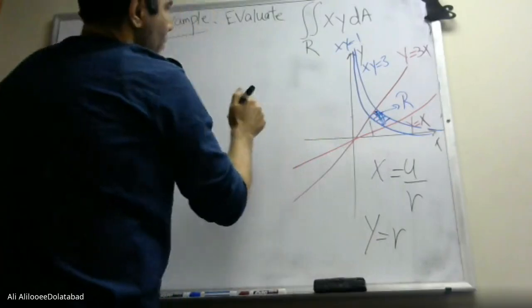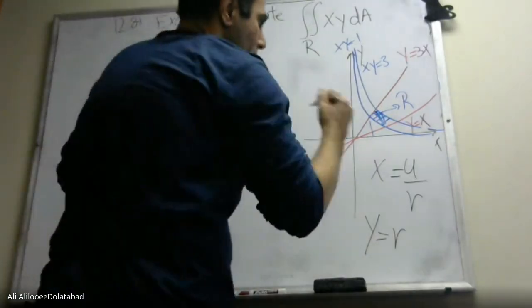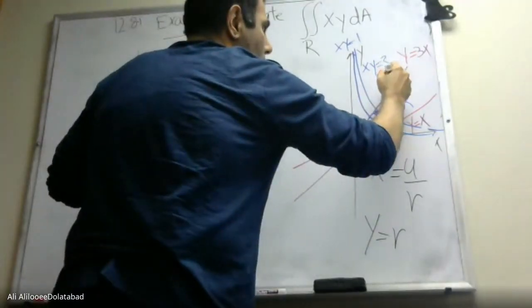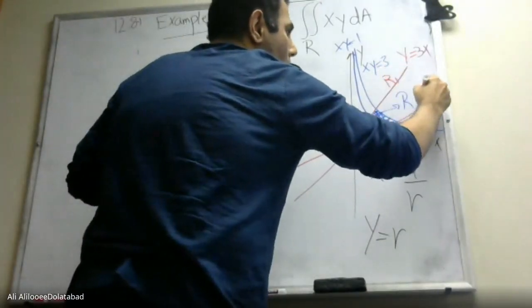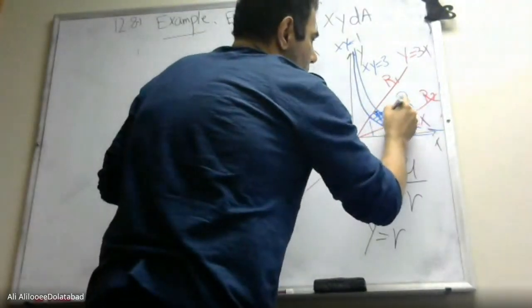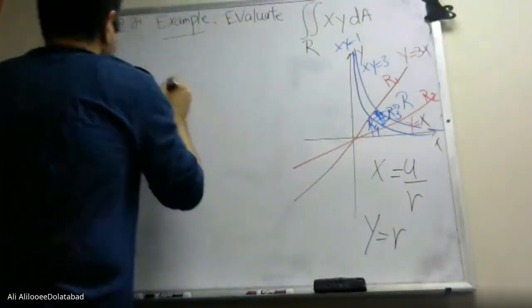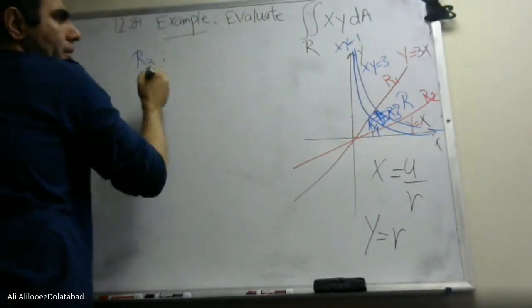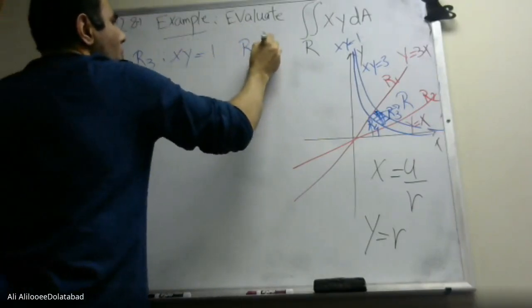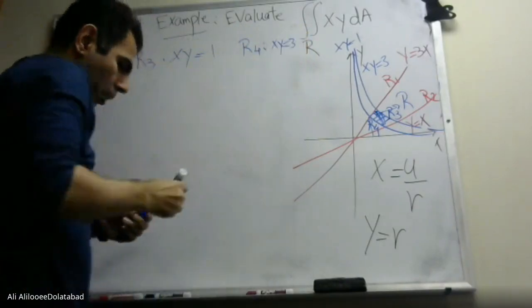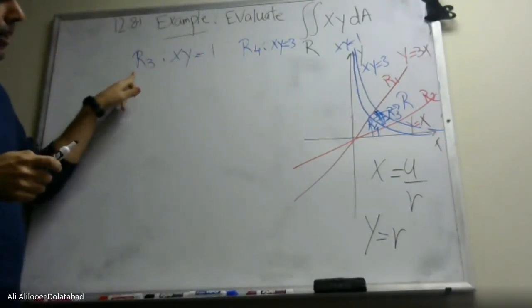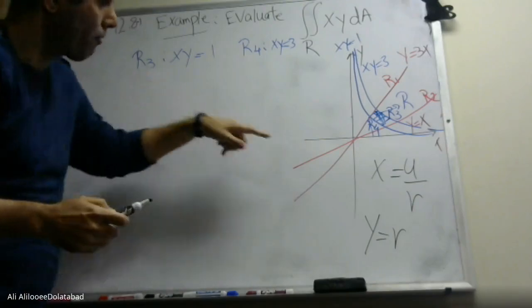Here we have 4 bounds. Let me denote these bounds by, for example, R1, R2: we have 2 lines and 2 curves. Then this is R3, R4. R3 is xy equal 1. R4 is xy equal 3. Okay, so we want to know what the transformed version of this is.